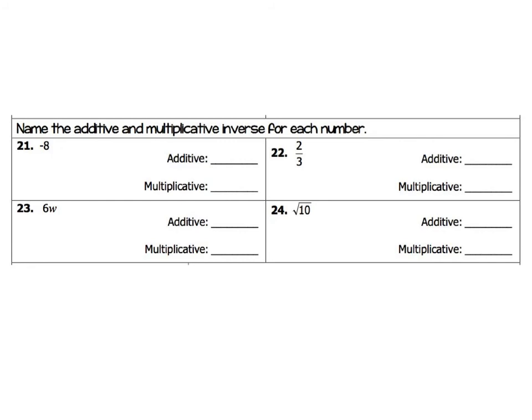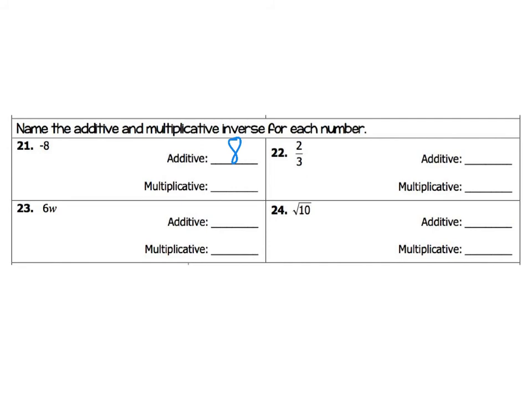All right, so now we're going to name the additive and multiplicative inverse for each number. And we're going to do all 4 of these because it's a little bit of a tricky concept and I want to make sure you understand this. So number 21, we've got negative 8. The additive inverse means switch the sign. So the additive inverse is positive 8.